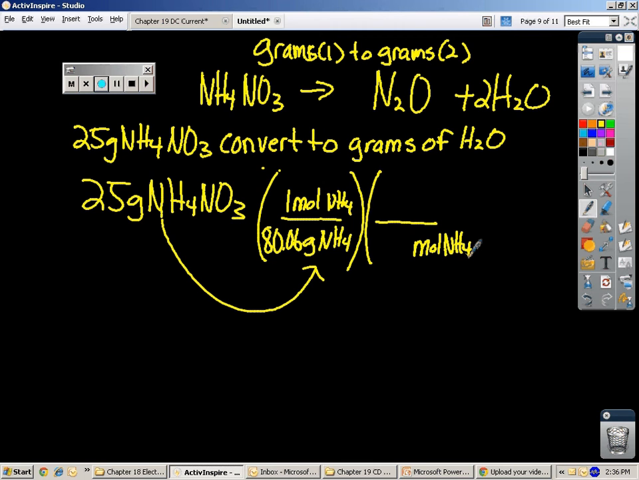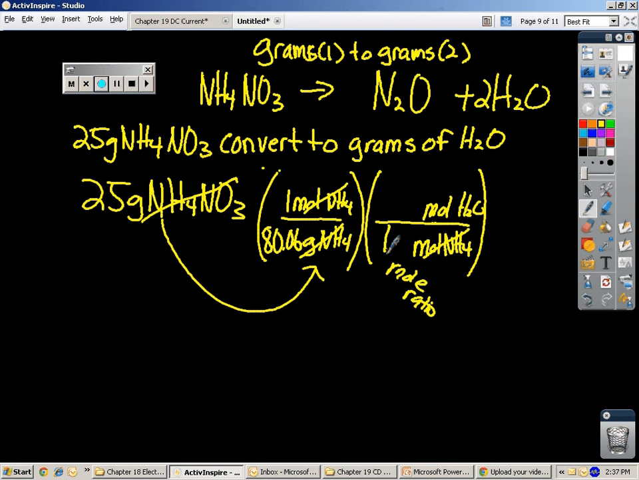Just like the grams of NH4 cancel out, we can now calculate moles of NH4. I'm trying to convert it to moles of water, so that goes on top. What I'm trying to cancel out goes on the bottom, what I'm trying to convert it to goes on top. Okay? So now when you have moles over moles, this is our mole ratio step. Only in the mole ratio step do we use this thing up here. So how many moles of NH4NO3 do I have? 1. How many moles of water do I have? 2.